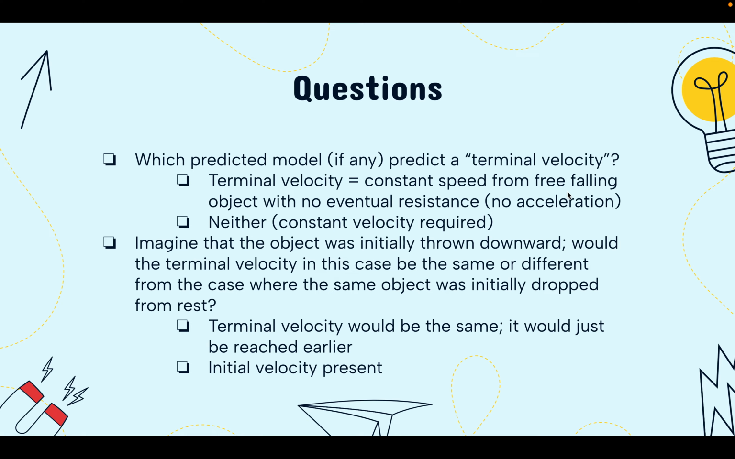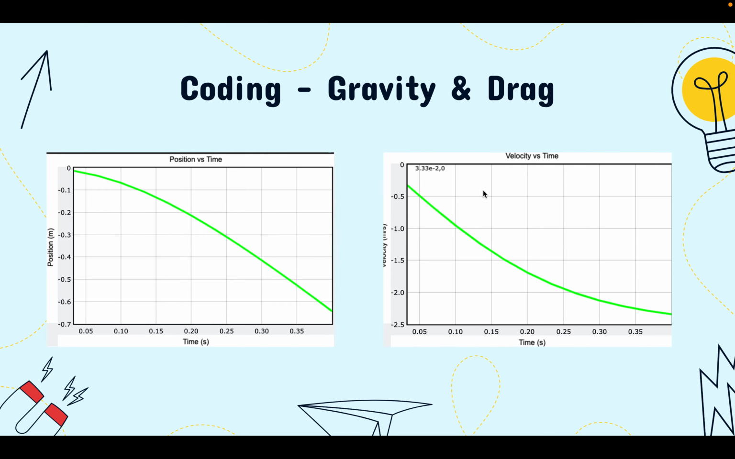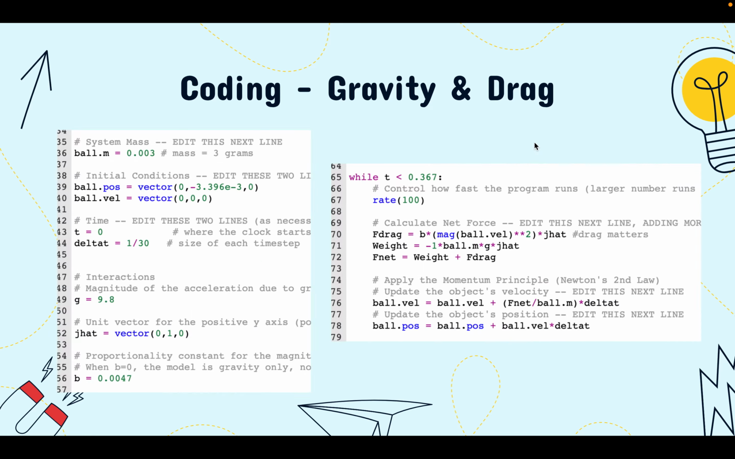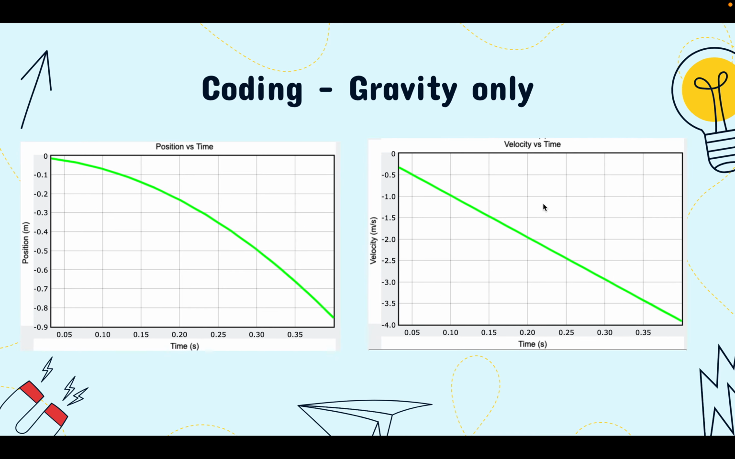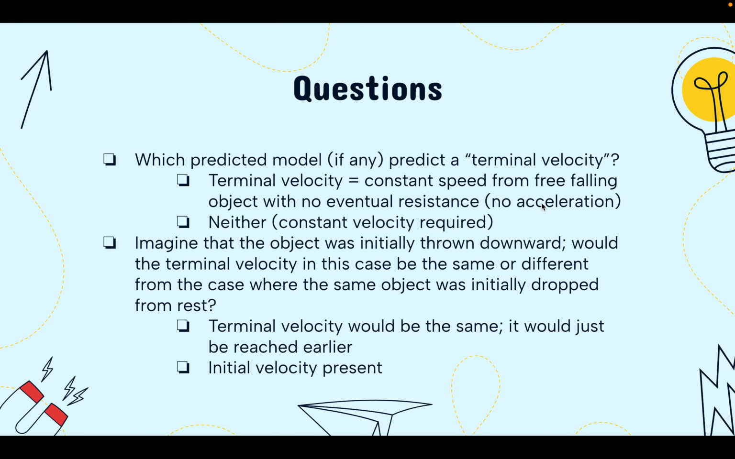Which predicted model, if any, predicted terminal velocity? Terminal velocity is a constant speed reached by a falling object once the resistance balances the weight, meaning there's no more acceleration. In reality, neither of our models show this. Here is gravity and drag. As you can see, there is no constant velocity. And here is gravity only. There is no constant velocity, which would be a flat line.